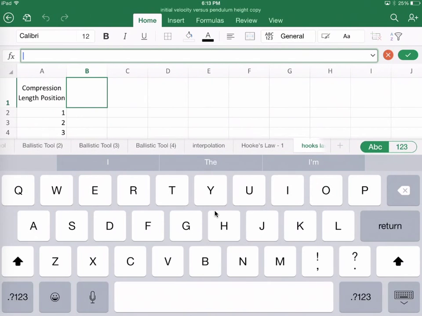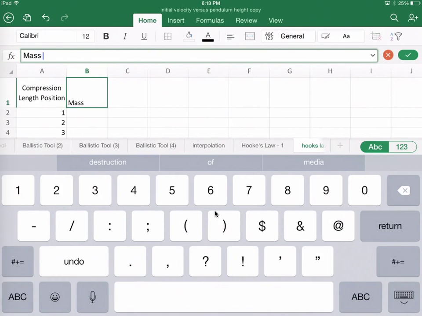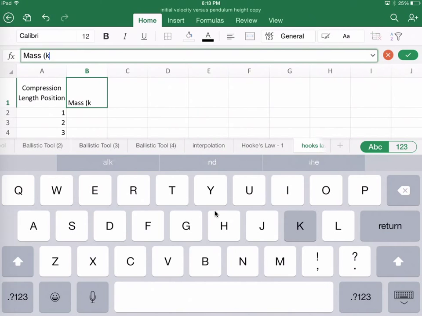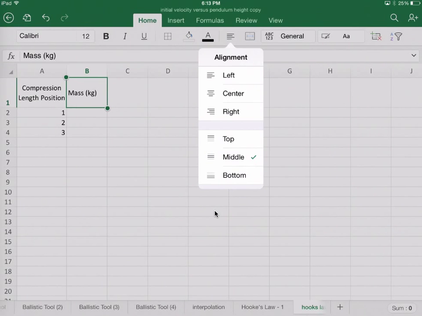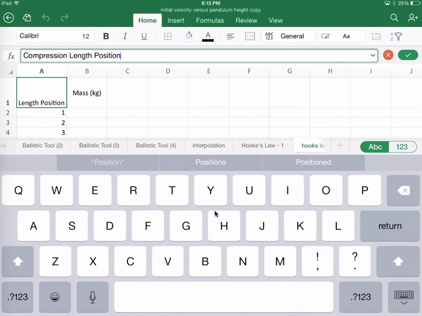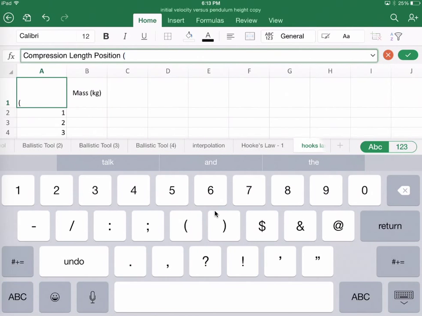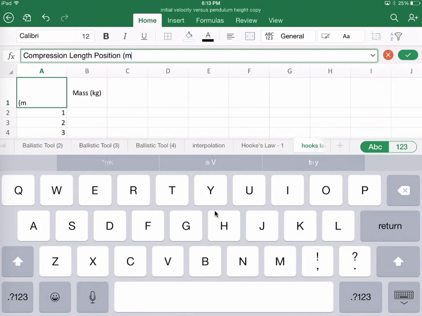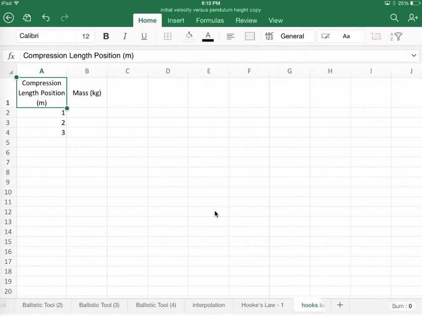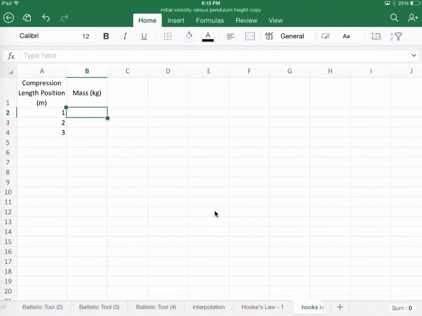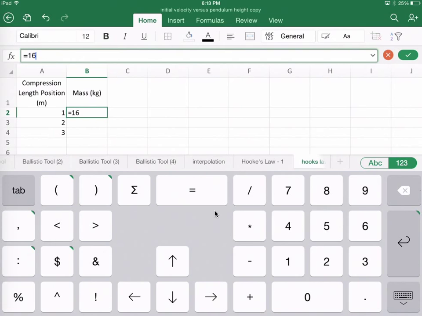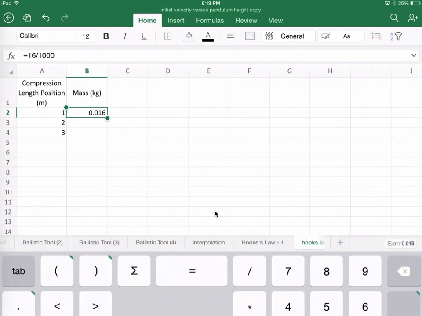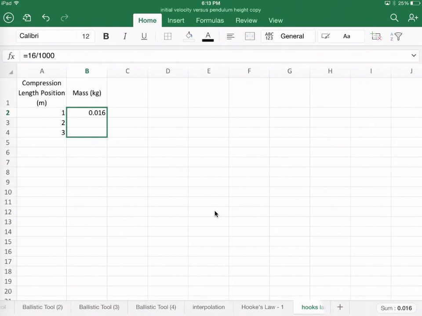The next thing we want to put in here is mass. I'm sure you can do it a different way, but in this case let's just put mass in, in kilograms. I failed to do this for the last one. Let me middle and center this. The compression length is in meters, so we try to stick with the standard. We measured the ball, and the ball is 16 grams, and we need to divide that by 1,000 to get kilograms. So I'll fill and pull that down.